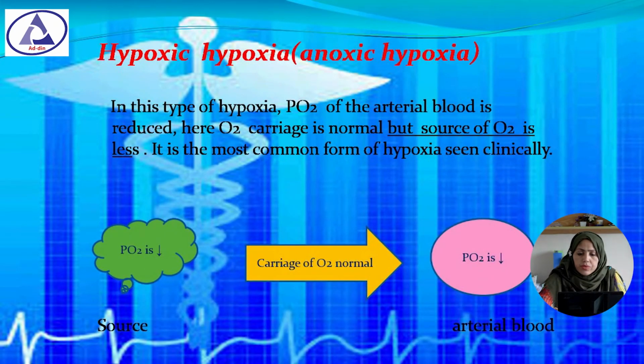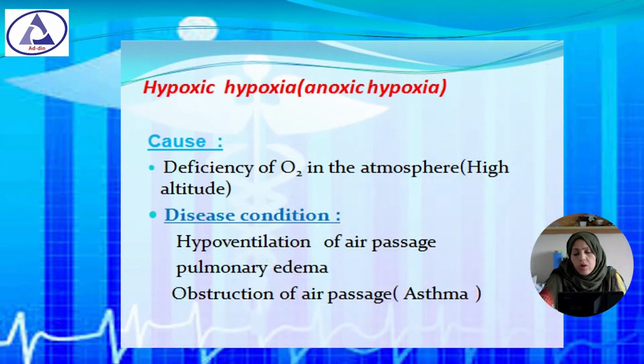Hypoxic hypoxia means in this type of hypoxia, partial pressure of oxygen in the arterial level is reduced. Here oxygen carriage is normal, but the source of oxygen is less. It is the most common form of hypoxia seen clinically. The causes of hypoxic hypoxia are deficiency of oxygen in the atmosphere, high altitude, and disease conditions like hypoventilation of the air passages, pulmonary edema, and obstruction of the air passages.